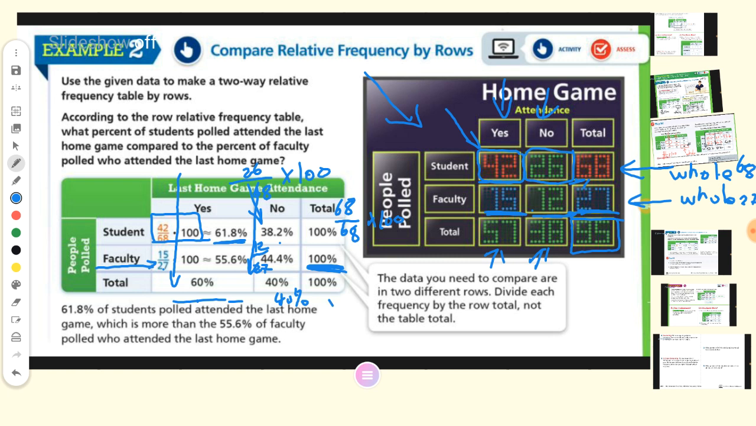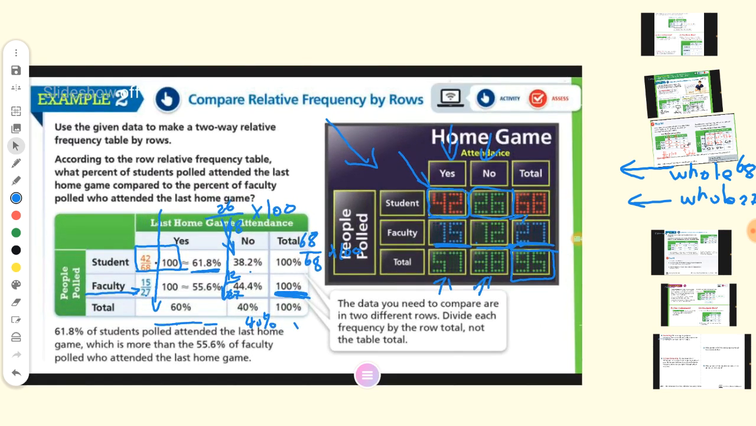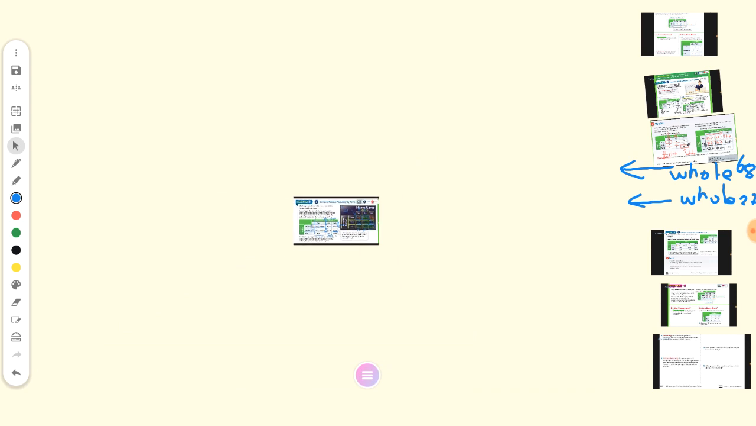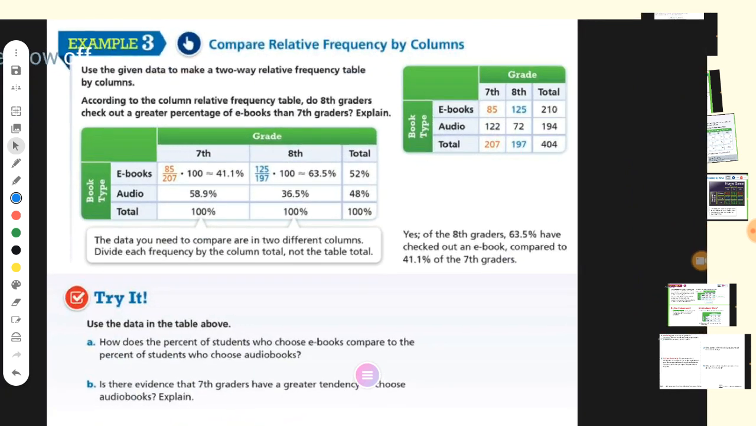So I can make the table, the relative table, with respect to the total of rows only. Actually, if I can do it for the row, I can do it for the column. So here the meaning is I need with respect to each student and with respect to each faculty. The second example, it will be different. I need it with respect to the column. Okay?